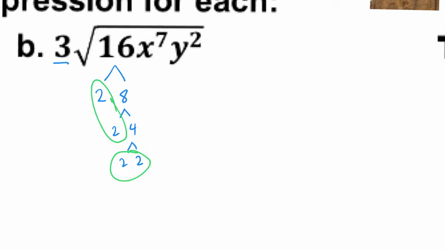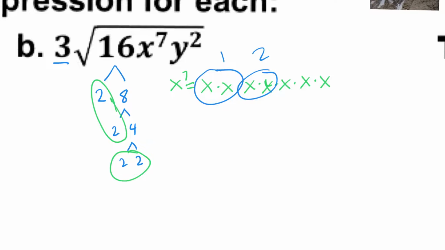So the next thing is x to the 7th. So we can break that up into 7 x's. So we'll say x to the 7th equals 1, 2, 3, 4, 5, 6, 7. And then we'll circle our x's, pairs. So we've got a pair of x's, this is 1, pair of x's, this is 2, pair of x's, this is 3, and 1 left over.